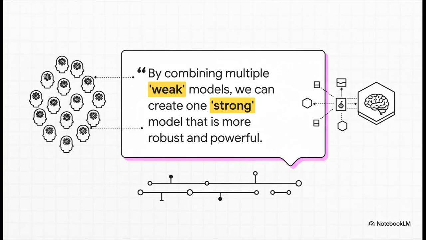This quote absolutely nails it. It's basically the data science version of two heads are better than one. Except here, we might be using hundreds of heads. By combining a bunch of simple, maybe even kind of weak models, we can build a single strong model that is way more reliable than any of its parts. Let's break down why this is such a game changer.